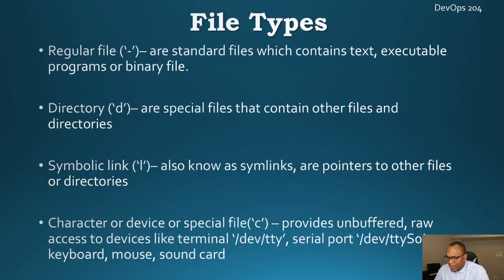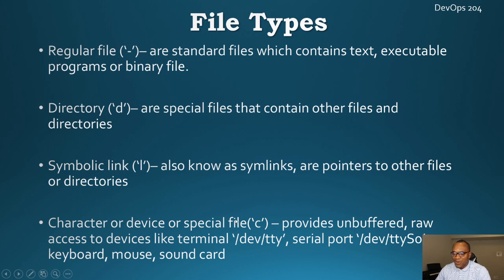The next one is d. When you see d in the first character of the first column, what does it mean? It means you are dealing with a directory. Directories are special files that contain other files and subdirectories. When you see l, what does it mean? l means you are dealing with a link. In one of our last lectures, I told you a link is just like a shortcut to another file. So l symbolizes a link, a pointer to other files or directories.